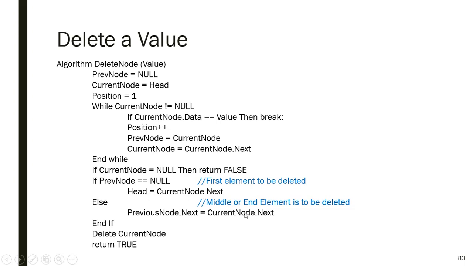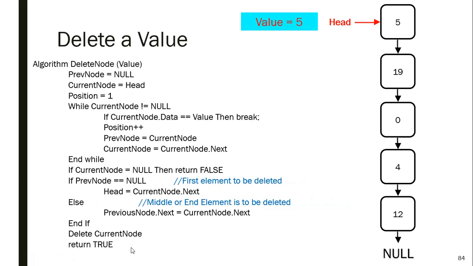So it will be controlled by just this one statement. Otherwise the other statement will do, and then we will delete the current node. It means we will free the memory, so this memory location can be assigned to some other variable, and we will return true. It means delete was successful. I will simulate it with the help of an example.